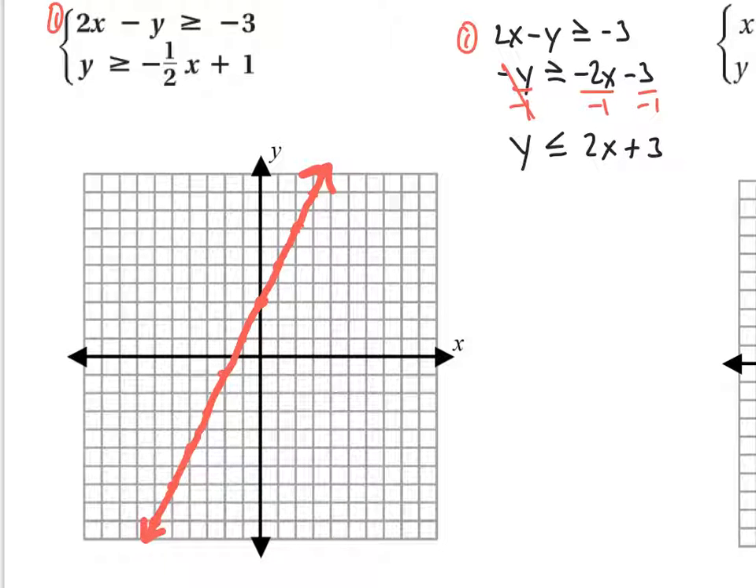All right, and now I need to decide which side to shade. So I use my test point 0, 0. And I'm going to plug it back into the original. So I have 2 times 0 minus 0 is greater than or equal to negative 3. 2 times 0 is 0. 0 minus 0 is still 0. Is 0 greater than or equal to negative 3? Yes. That is true. So I'm not going to shade that whole side. What I'm going to do is I'm going to simply give myself arrows telling myself that I am shading this side.